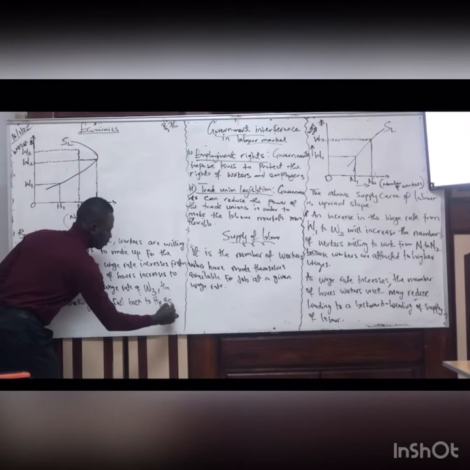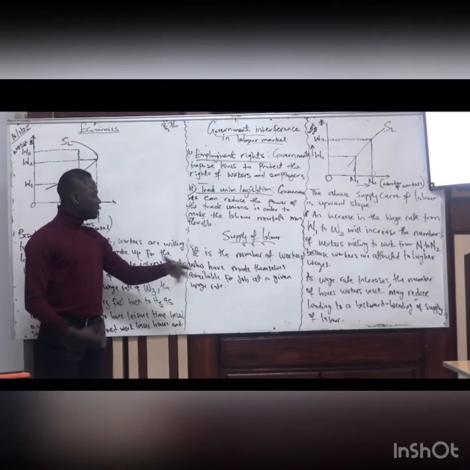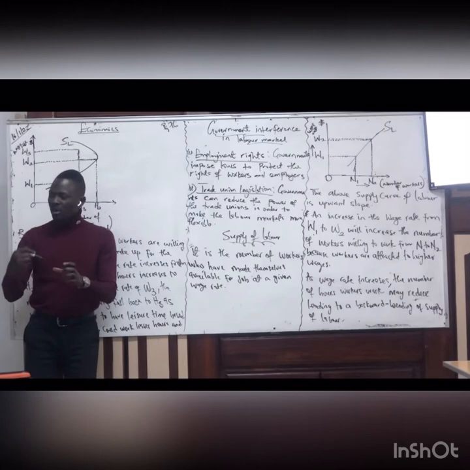Masterpiece. We come to supply of labor. What is supply of labor? It is the number of workers who have made themselves available for a job at a given wage rate. So the supply of labor is always an upward slope. Why is it an upward slope? It's an upward slope because the more the wage rate increases, the more the people are willing to work.